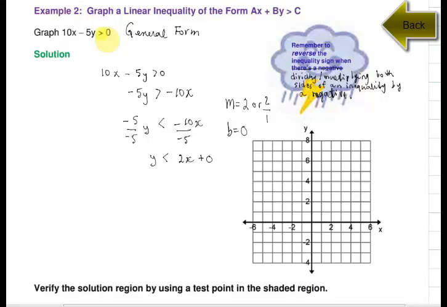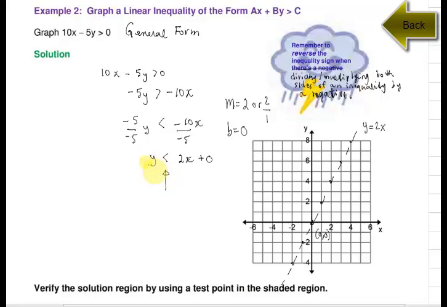Okay, so let's start with our y-intercept, which is at 0. We have a slope of 2 over 1, which means we're going to go up 2 and to the right 1, up 2 and to the right 1, and then down 2 and to the left 1, down 2 and to the left 1, and we graph with a dotted line. Now, remember when you label this line, we don't use the inequality, we use the equality. So y equals 2x.